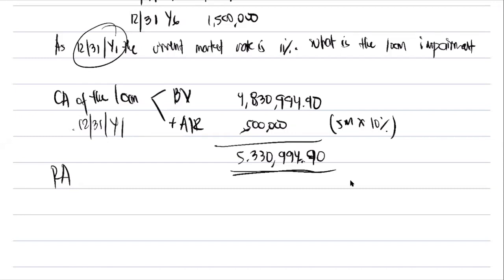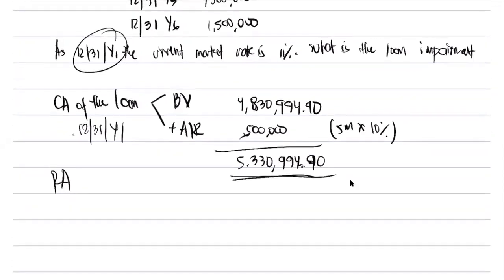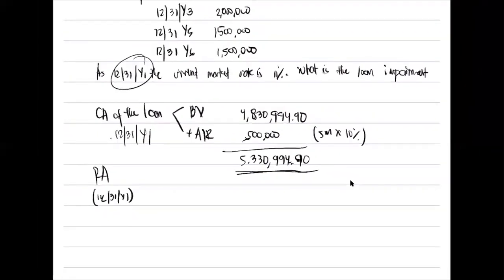So the carrying amount of the loan is equal to 5,330,994.90. That is equal to the book value of the loan, which is 4,830,994.90, and the accrued interest receivable of 500,000. We proceed now to the recoverable amount of the loan. As of December 31, year 1, we have the following cash flows: December 31, year 3, December 31, year 5, and December 31, year 6.